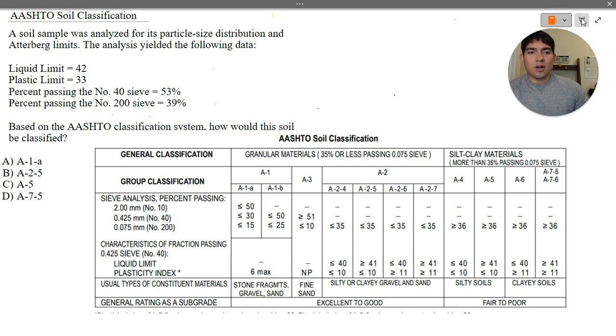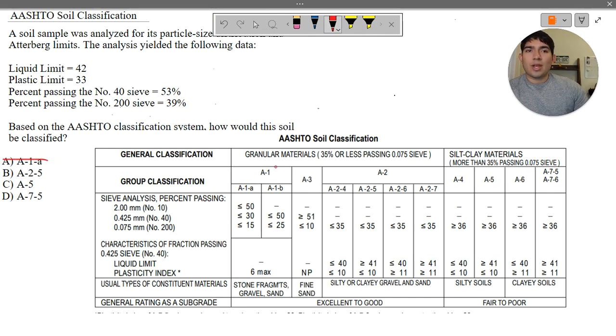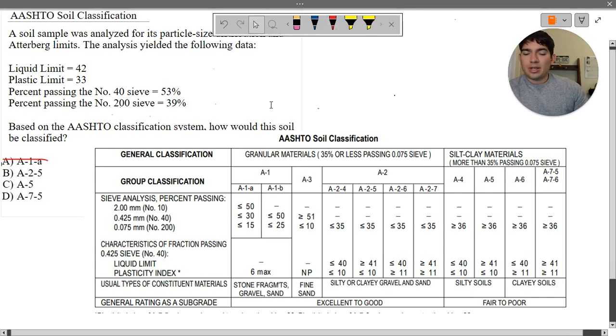So far we can eliminate A from the multiple choice. We know that it can't be that one because it would need to have a percent passing less than or equal to 30, and we have 53%. So we can eliminate option A. So now we take a look at our next parameter, which would be the percent passing the number 200 sieve. Ours is going to be 39%.